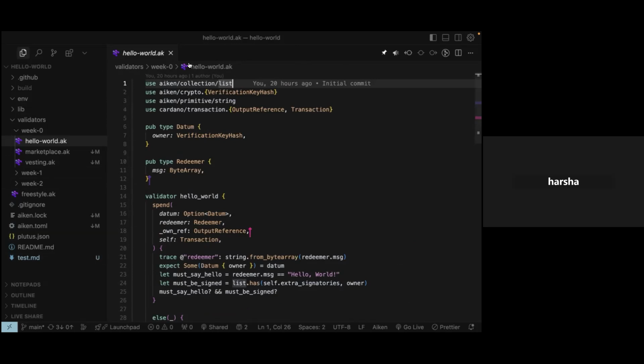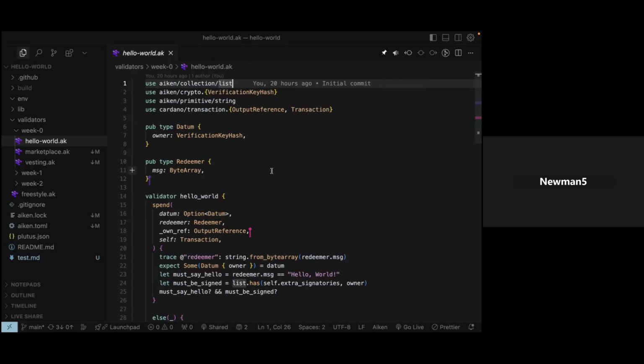So let's start. This is a hello world validator. And how do I know this is a validator? I know this is a validator because it says .ak, which means Aiken. Aiken is a language which is used to write validators for the Cardano blockchain. Validators are scripts that either accept a transaction or reject a transaction. That's all a validator does.